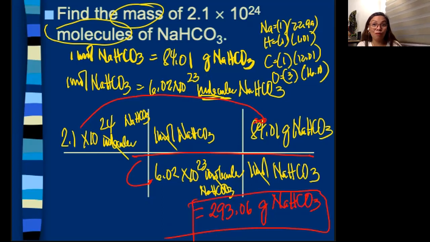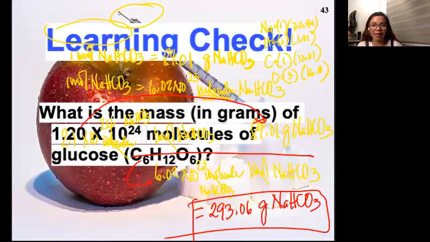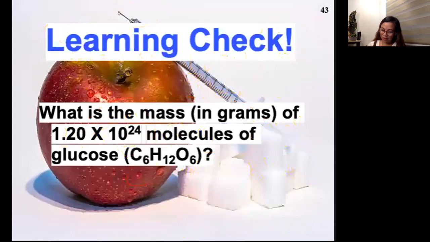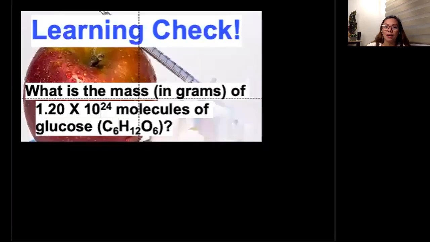Okay, now let's have one last sample exercise. Let me clear that. Here we have a mass in grams. What is the mass in grams of 1.20 times 10 to the 24 molecules of glucose, C6H12O6? Okay, so I have with me molecules of glucose, molecules to mass. Therefore, I need to have the conversion factor of molar mass, rather, of C6H12O6.